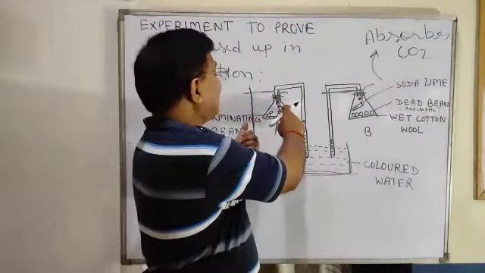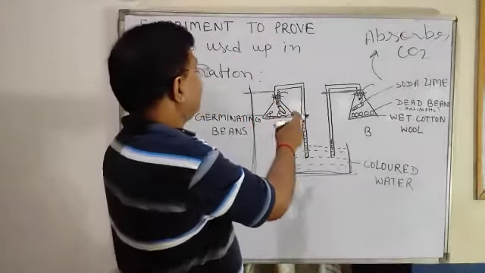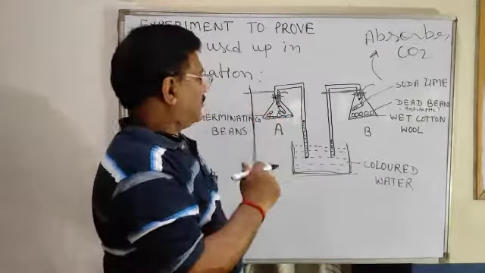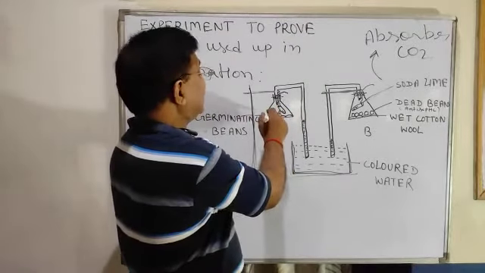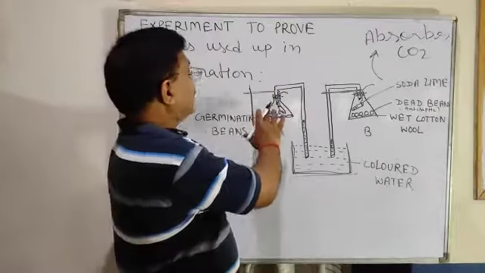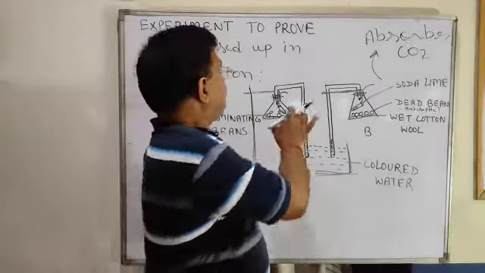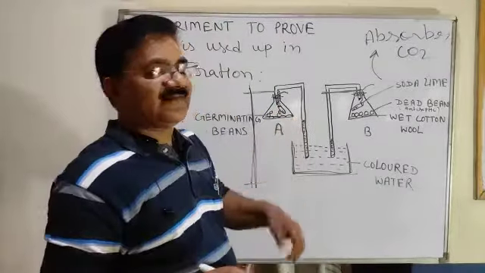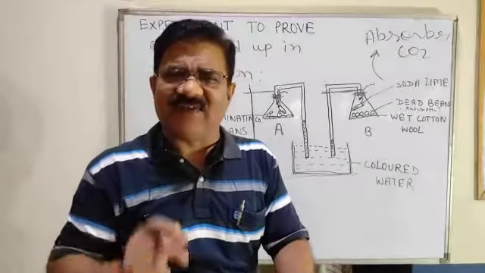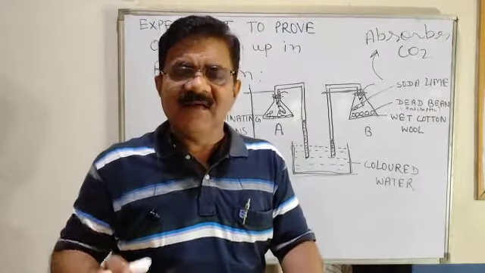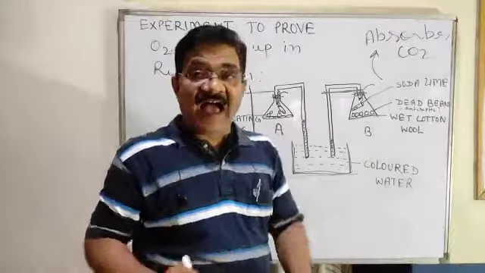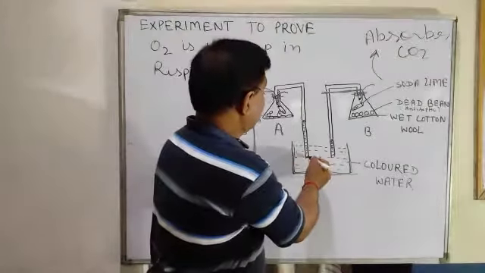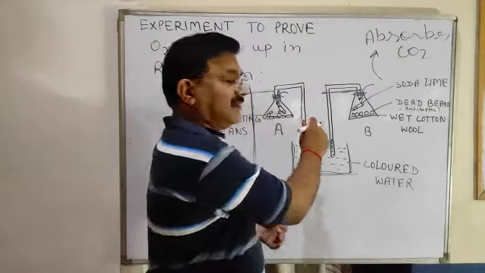Here carbon dioxide was absorbed by soda lime, which was kept in the test tube, and germinating seed absorbed the oxygen. As a result, partial vacuum was created in this conical flask A. Partial vacuum was created, not 100%, and due to creation of that vacuum, this colored water rises till here.